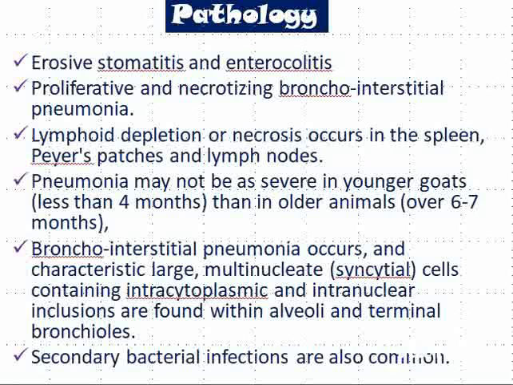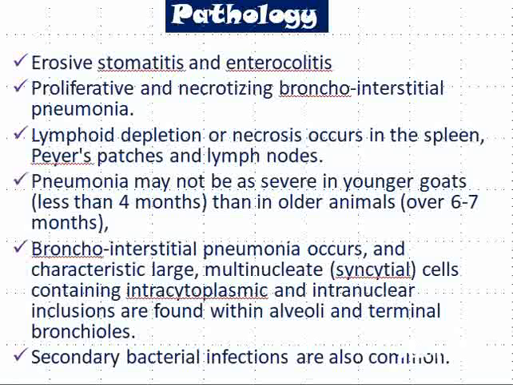In fatal cases of the disease, pneumonia may not be as severe in young goats as in older animals, probably because young kids succumb to dehydration caused by diarrhea before pulmonary lesions can fully develop. PPR-induced pneumonia shares several histologic features with the lung lesions of distemper in dogs and measles in humans. Bronchointerstitial pneumonia occurs, and characteristic large multinucleated cells, also called syncytial cells, containing intracytoplasmic and intranuclear inclusions are found within the alveoli of the lung as well as in the terminal bronchioles.